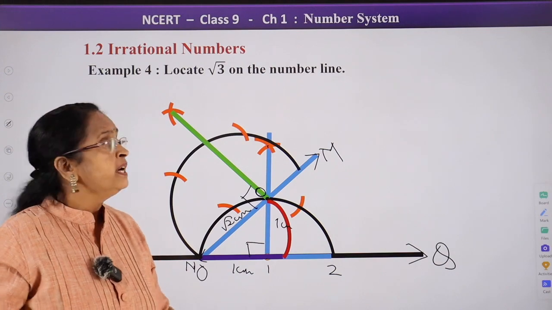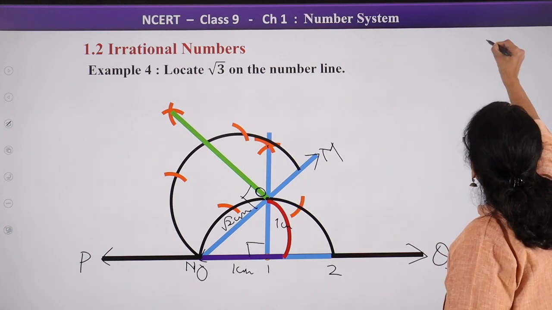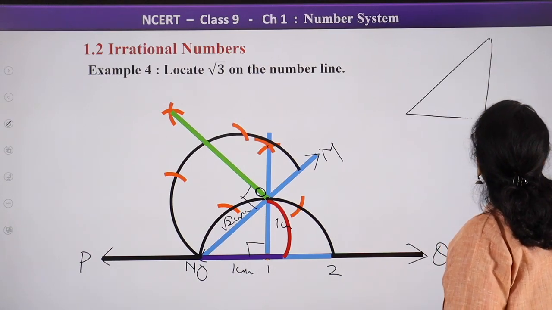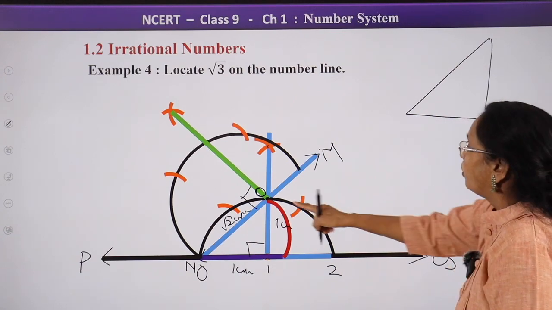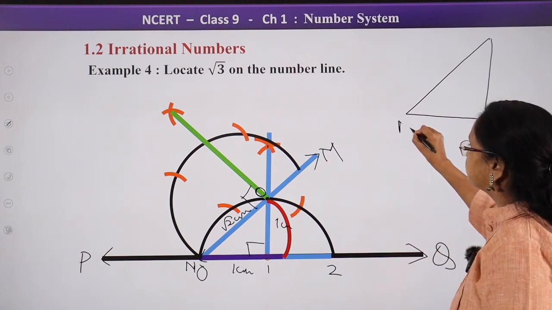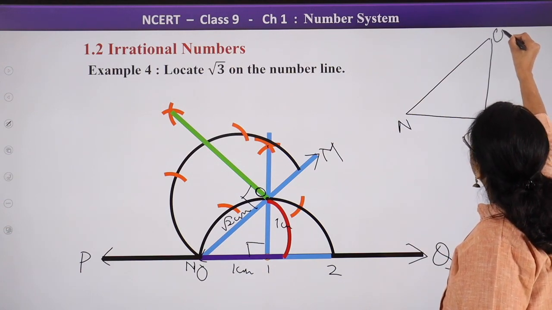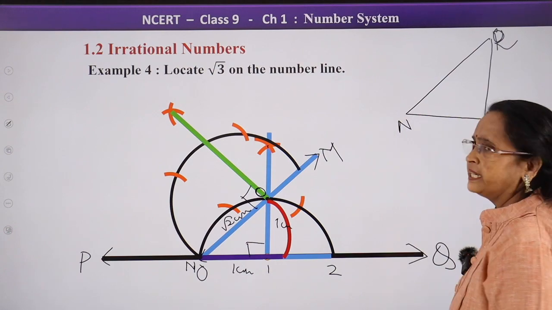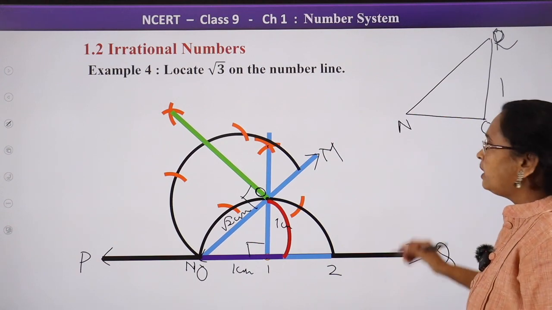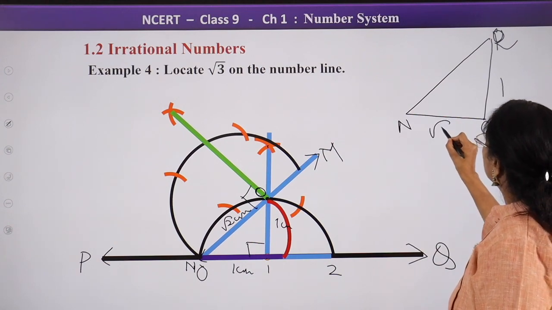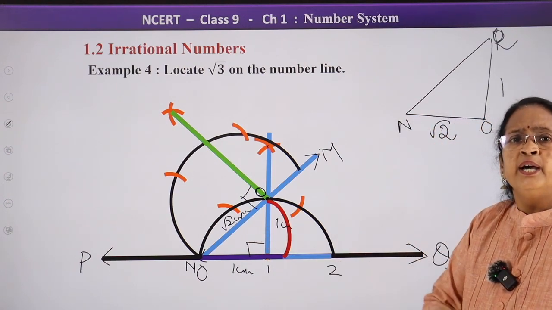Now we want root 3. As I have given you a rough work in root 2, I want to use a rough work in root 3 also. Alright, now this is point O. This is point N. And this is point, suppose, R. Now, this OR has to be 1. This point is already marked root 2. ON is already root 2.